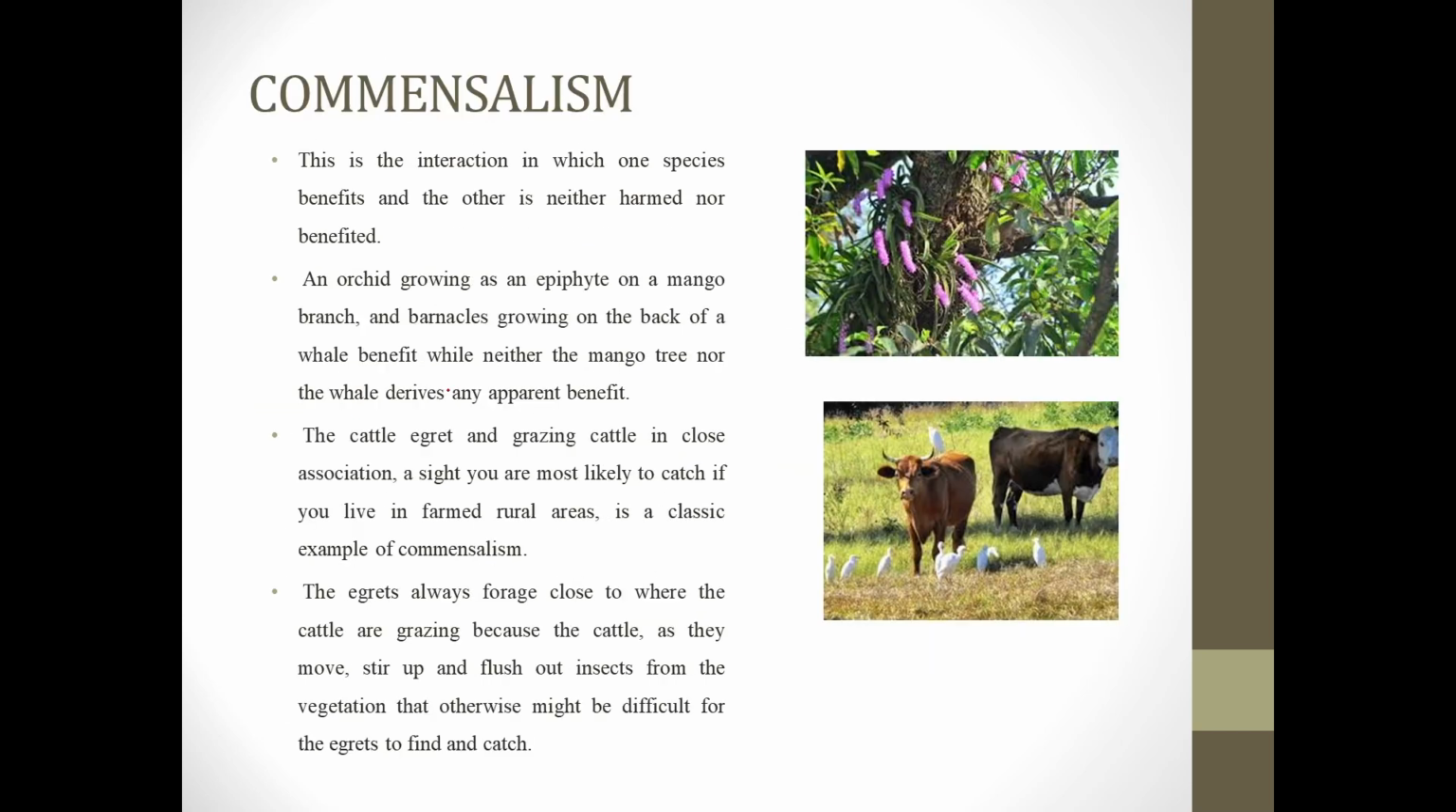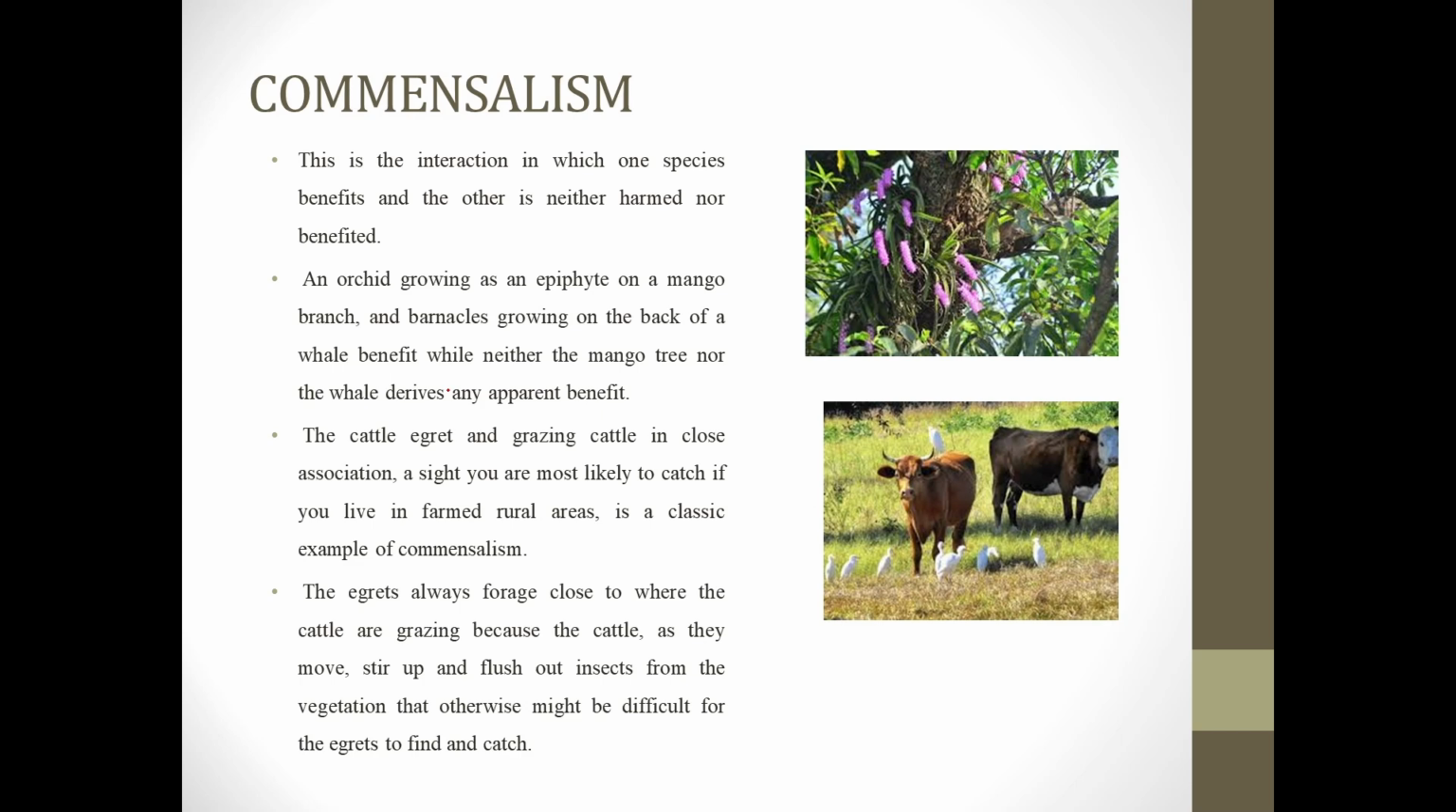Now, this interaction is when one species benefits while the other is neither harmed nor benefited. The first example of such a species or population interaction is the orchid growing on a mango tree and barnacles on the back of a whale. In both of these examples, neither the mango tree nor the whale derived any benefit, but on the other hand, the orchid and the barnacle have benefited, ensuring their survival.